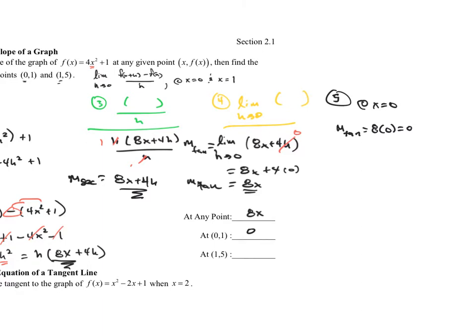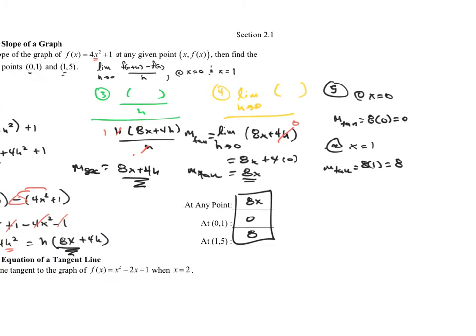What's the slope of the tangent line when x equals 1? Well, the slope of the tangent line would be 8 times 1, which is 8. So there's our answers there. In general, no matter what the x value is, the answer would be 8x. When x equals 0, the slope is 0. And when x equals 1, the slope is 8.